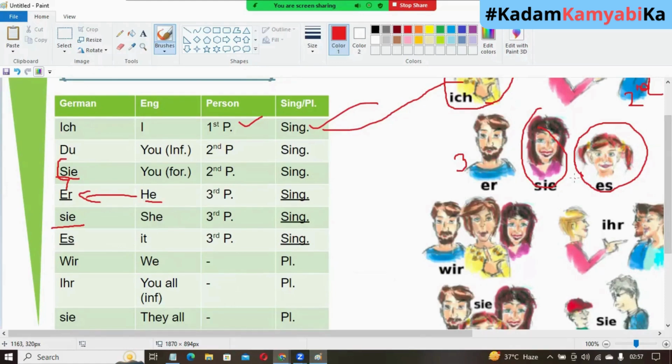So any noun which carries a neutral article will be referred to as es. Again, third person, we are talking only about one person and singular in nature. I hope until first person, second person, and third person, it's clear to everyone.